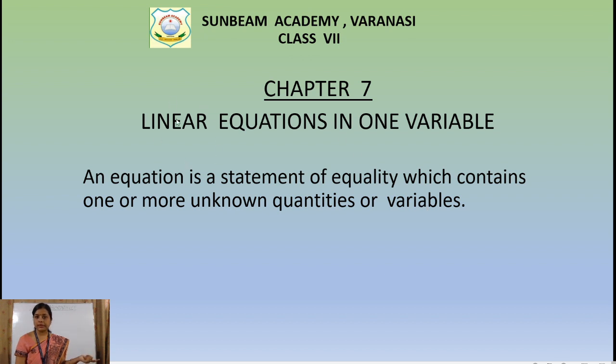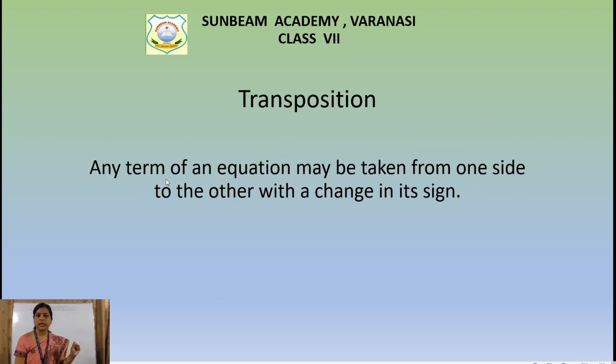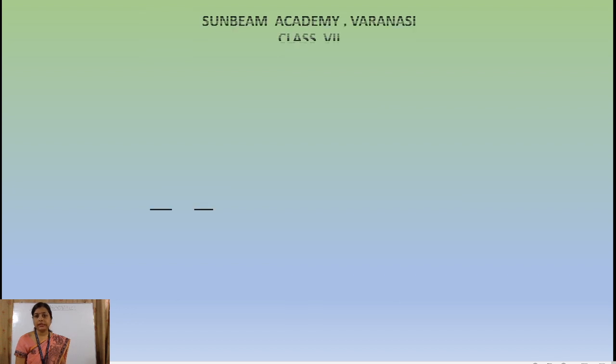Now what linear means, what one variable means, everything we will discuss. And children, in this chapter, how will you solve these linear equations? By using the transposition method. Any term of an equation may be taken from one side to the other side with a change in its sign. Then it is called the transposition method. Okay, let's have a look at some questions related to linear equations.